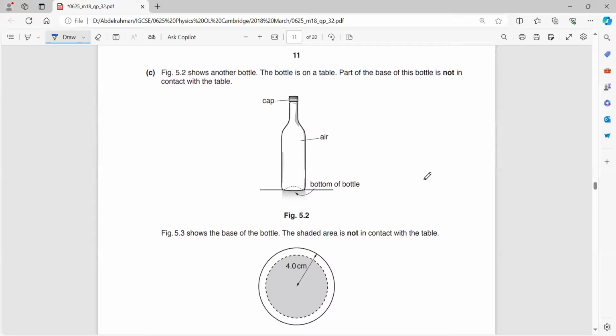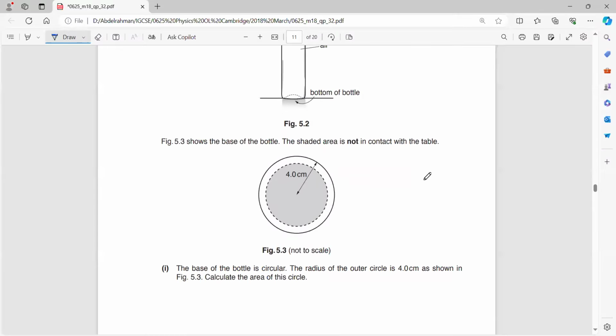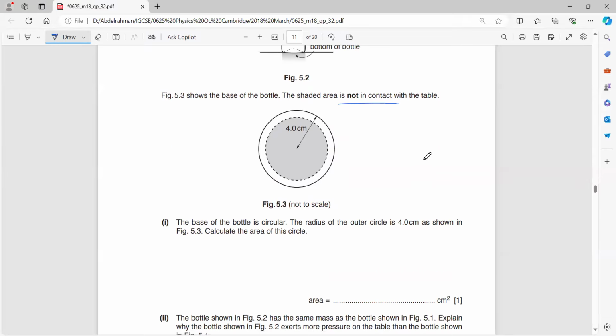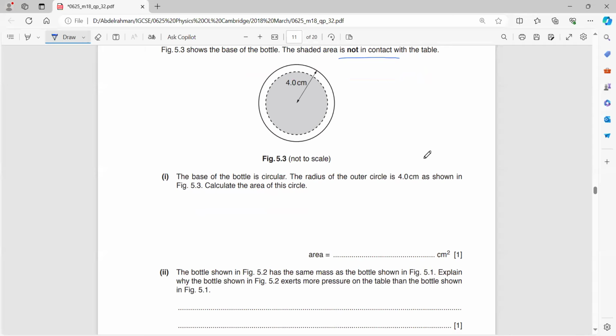I have another bottle. Figure 5.3 shows the base of the bottle. The shaded area is not in contact with the table. The base of the bottle is circular. The radius of the outer circle is 4 centimeters as shown. Calculate the area of this circle. Pi r squared, which is pi times 4 squared, which would give a final answer of 50, maybe.